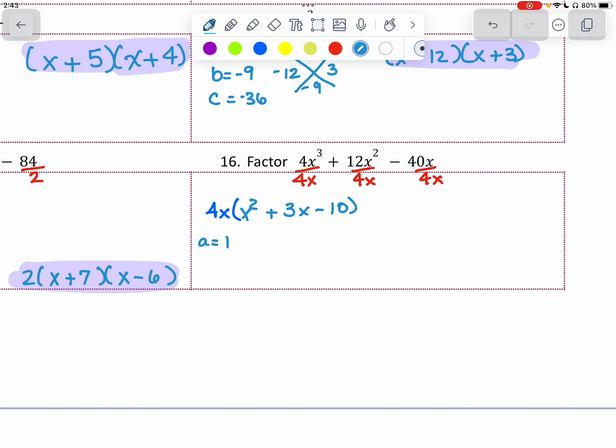So now I have a is 1, b is 3, c is negative 10. So I need two numbers that multiply to give me negative 10, that add to give me positive 3. That's going to be positive 5 and negative 2. So my factored form is 4x times (x + 5) times (x - 2).